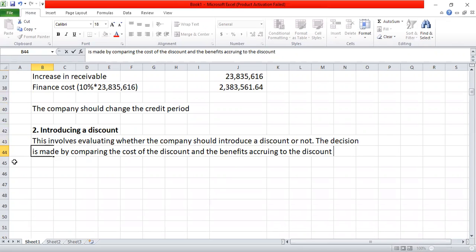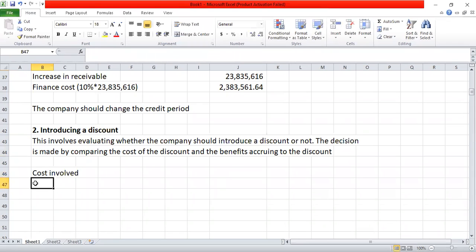So if you look, I can summarize for you. If you look at the cost involved in a discount, the only cost is the cost of the discount. Because when you introduce a discount, you expect that your receivables are going to reduce.